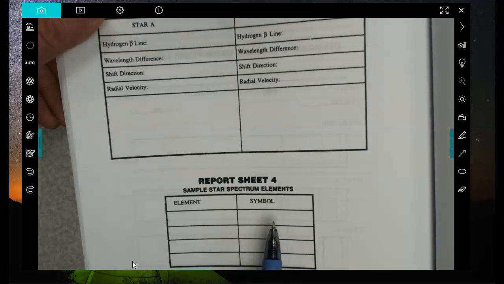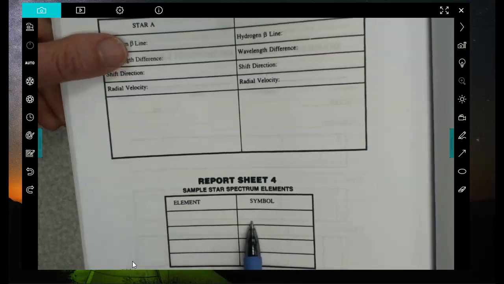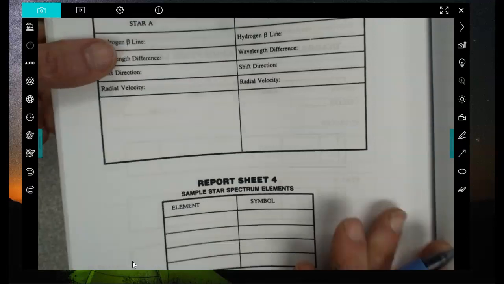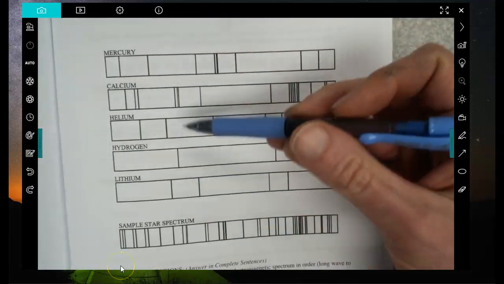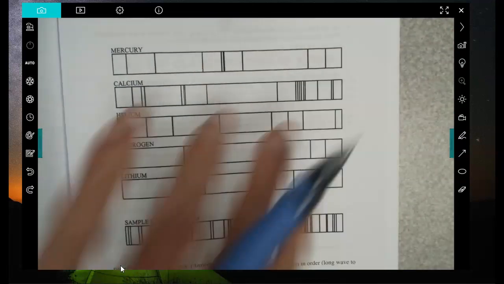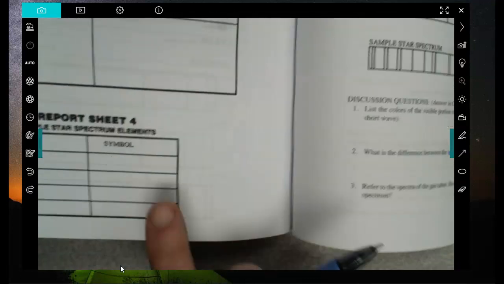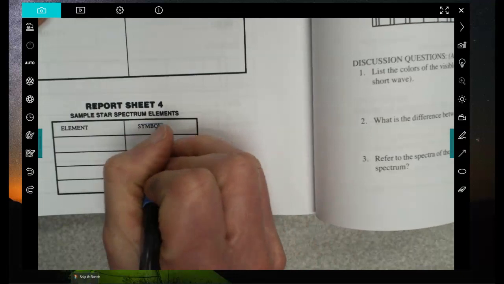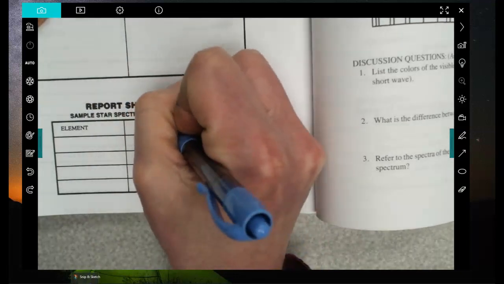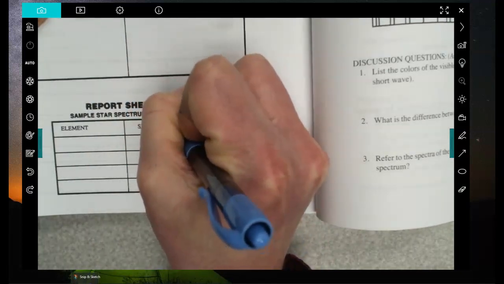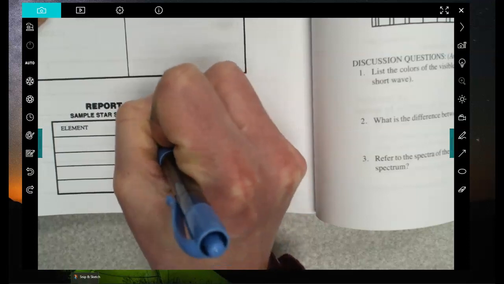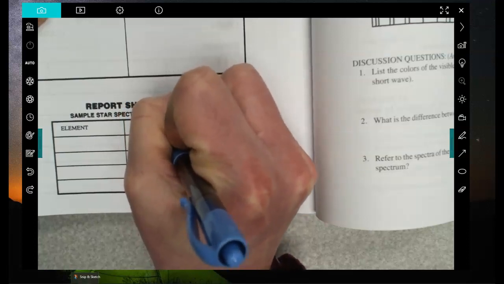And if it's absent, you can put Mercury and then write absent, meaning that if we didn't have the corresponding lines down below that we have here for Mercury, we can just write absent. So it's going to be present or absent, so forget the symbol. We'll just write whether it's present or absent.